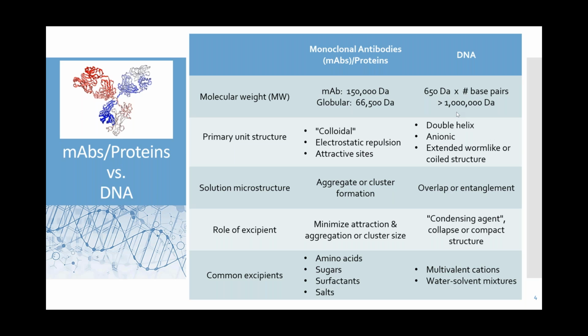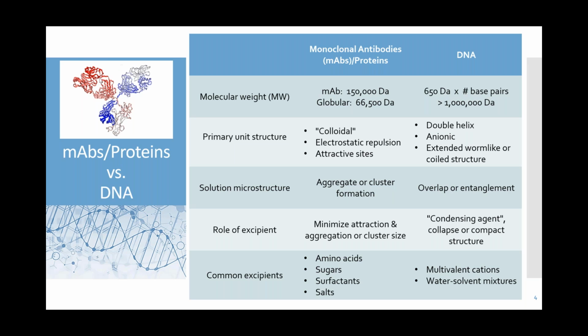In addition to that, they have a different type of what I'm referring to as primary unit structure, meaning how we can describe the nature of the individual molecule. Antibodies and proteins tend to be viewed as a colloidal system, or a colloid. This is because there tend to be fewer degrees of freedom with the proteins and the antibodies, such that they won't extend out as polymers do, so they're not going to overlap and entangle in the same way. Their structure is more fixed.